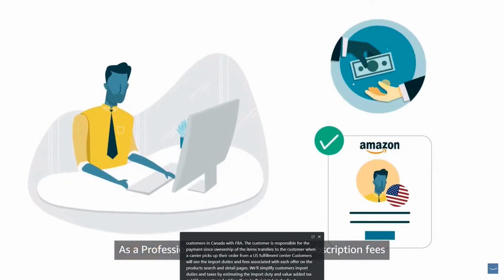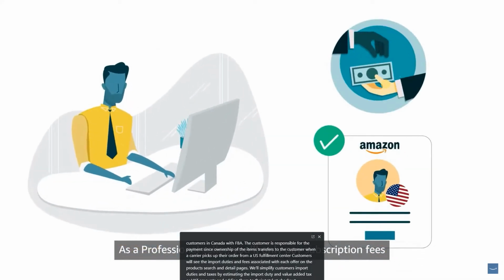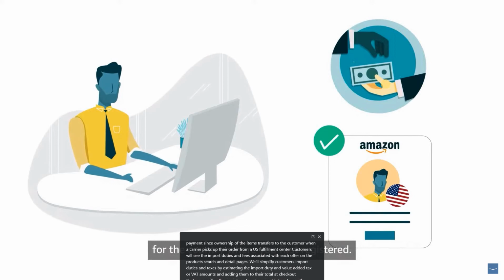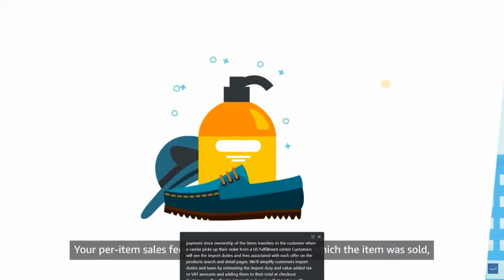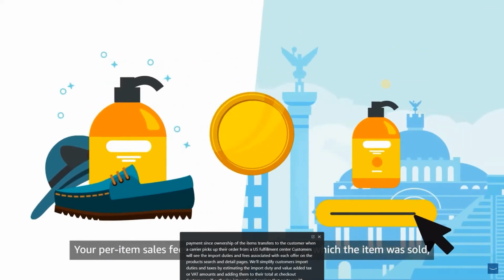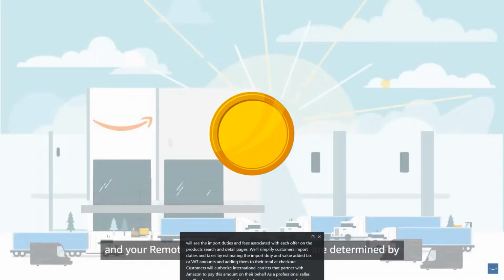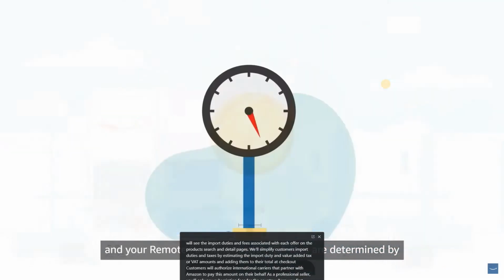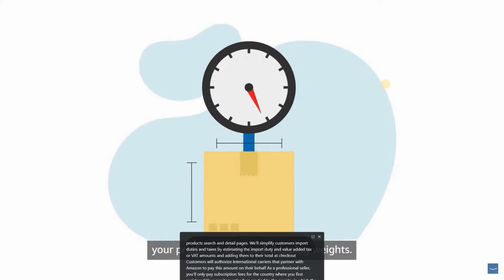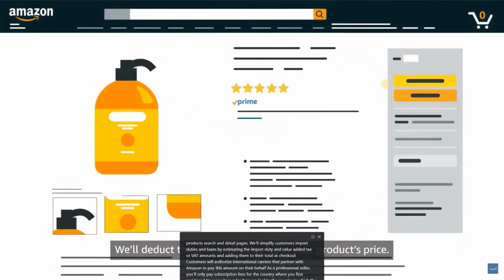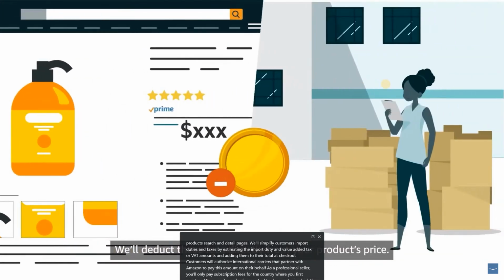As a professional seller, you'll only pay subscription fees for the country where you first registered. Your per-item sales fees are tied to the country in which the item was sold, and your remote fulfillment with FBA fees are determined by your product's sizes and shipping weights. We'll deduct these fees directly from your product's price.